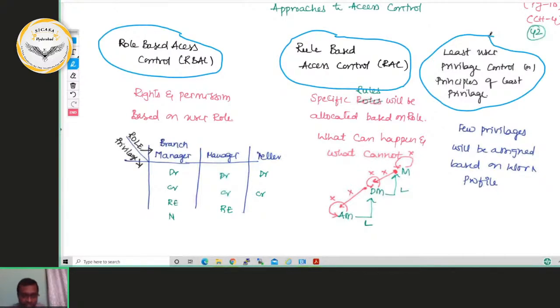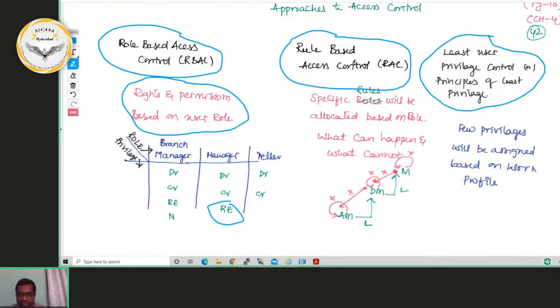So what do you mean by RBAC? If rights and permissions are allocated based on the user role, it is called RBAC. This I already told you: a teller can do debit and credit. A manager can do debit, credit, or rectification of error. A branch manager can do debit, credit, rectification of error and opening of a new account. So what exactly are we doing? We are assigning certain rights and permissions based on the user role.